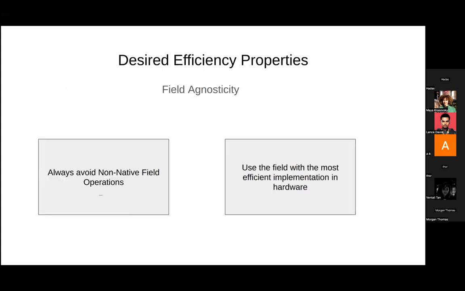And then there's other efficiency properties we might aim for that are more concrete efficiency rather than asymptotic. And so field agnosticity is a big one. You avoid non-native field operations this way, which is sort of equivalent, if you think about it, to being able to decide the word size of your hardware. Field agnosticity is important because you can use the field with the most efficient implementation in hardware. This is why Goldilocks and Baby Bear are used. Sorry, it's because Mersenne prime fields like 2 to the 31 minus 1 are really efficient because they can be represented by a small word in hardware.